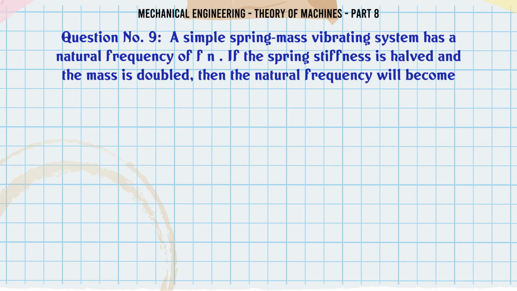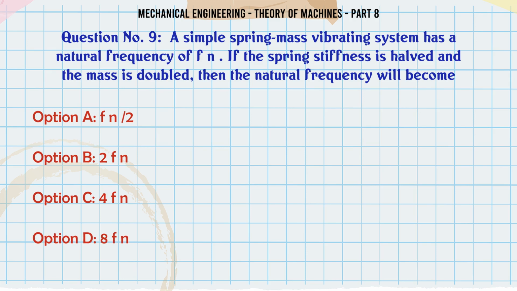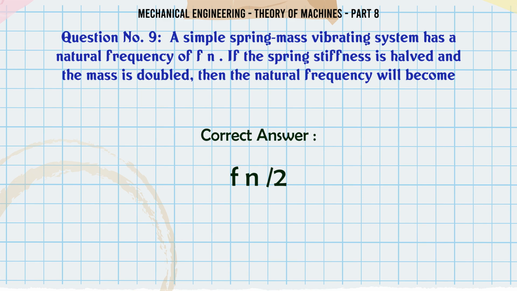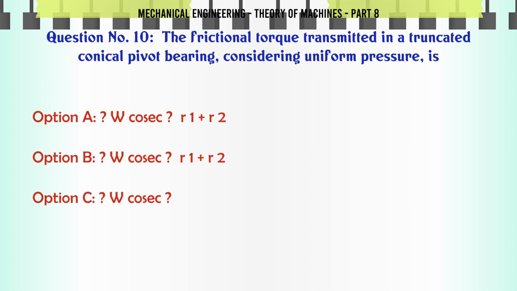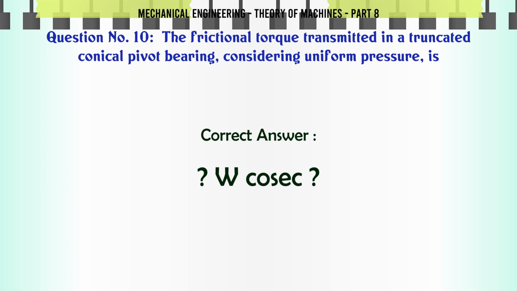A simple spring mass vibrating system has a natural frequency of Fn. If the spring stiffness is halved and the mass is doubled, then the natural frequency will become: A. Fn/2. B. 2Fn. C. 4Fn. D. 8Fn. The correct answer is Fn/2. The frictional torque transmitted in a truncated conical pivot bearing considering uniform pressure is: A. W cosec R1 R2. B. W cosec R1 R2. C. W cosec. D. W cosec. The correct answer is W cosec.